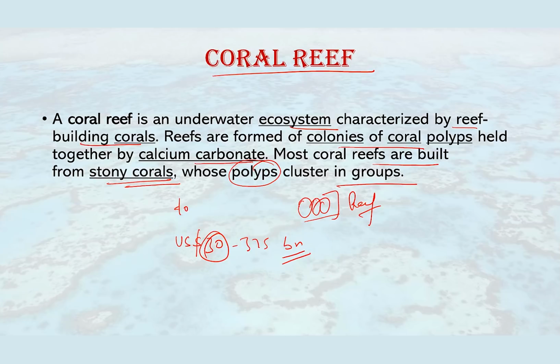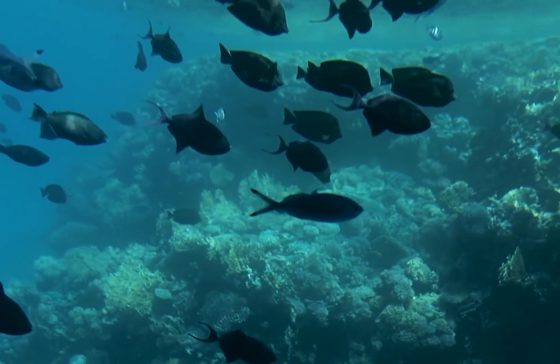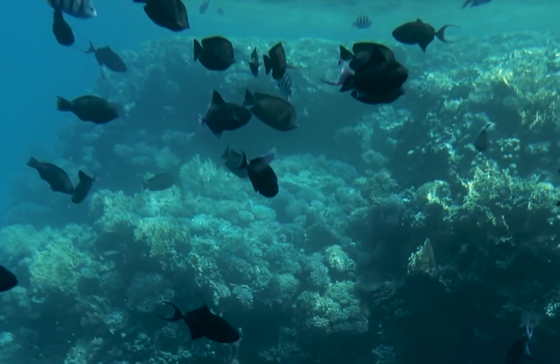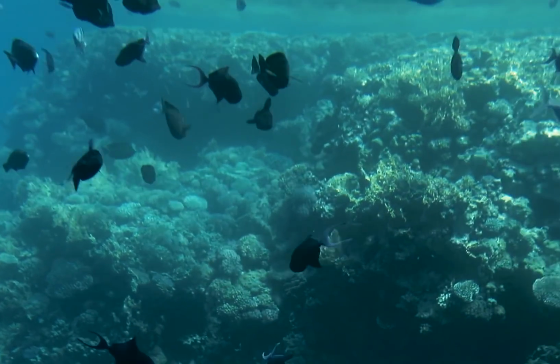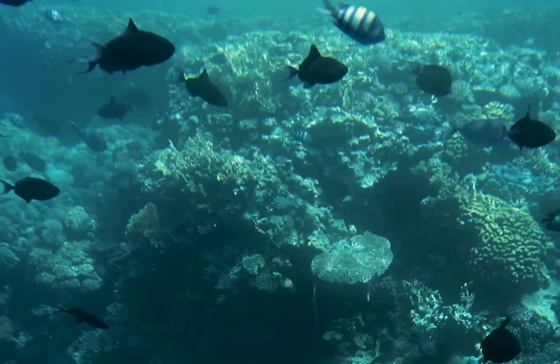So coral reefs are fragile partly because they are sensitive to water conditions. They are under threat from excess nutrients, rising temperatures, oceanic acidification, overfishing, and etc.